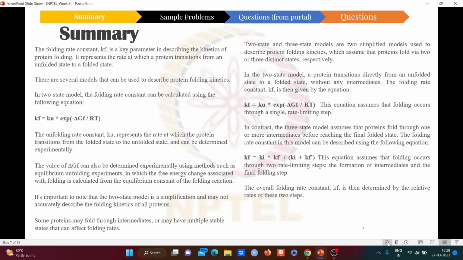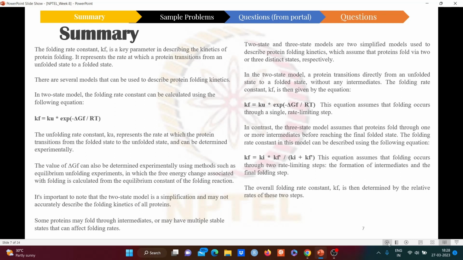In both models, the value of Kf depends on various factors such as the size and complexity of the protein, stability of the folded state, and the presence of other molecules that may affect the folding. Experimental techniques such as kinetic measurements, stopped-flow spectroscopy, and NMR spectroscopy can be used to determine the folding rate constant and understand the folding pathways of proteins.